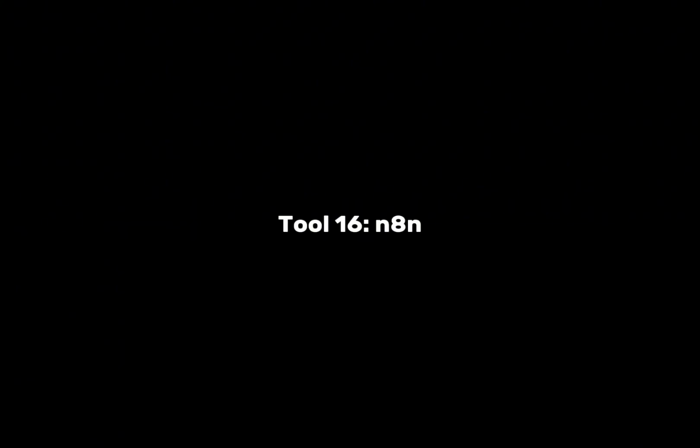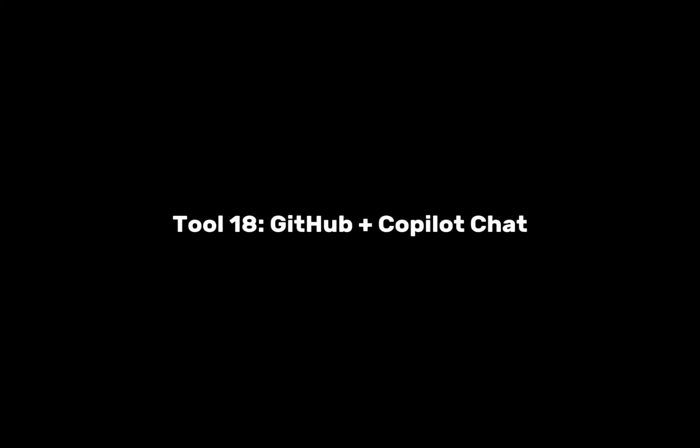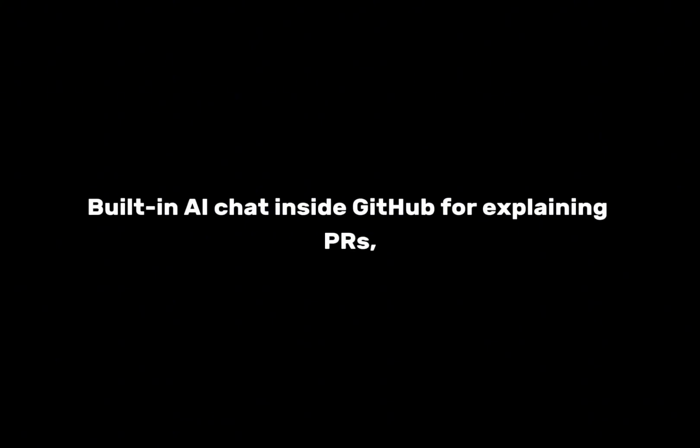Tool 16. N8N. Open source workflow automation. Best for automating deployments, notifications, and repetitive developer tasks. Self-hosted version is completely free and unlimited. Tool 17. DeepL. Extremely accurate translation for technical documentation and code comments. Tool 18. GitHub plus Copilot chat. Built-in AI chat inside GitHub for explaining PRs, generating issues, and reviewing code.